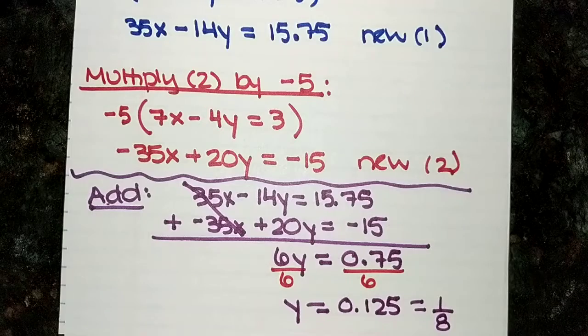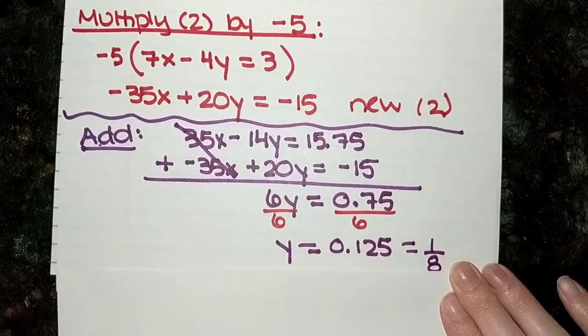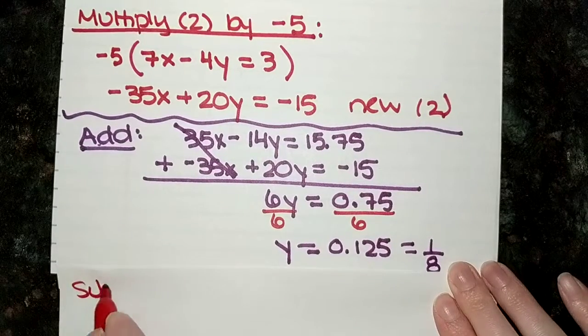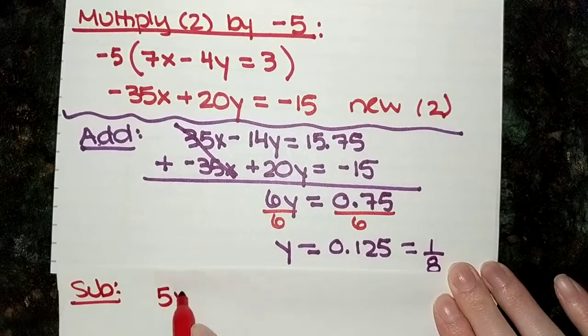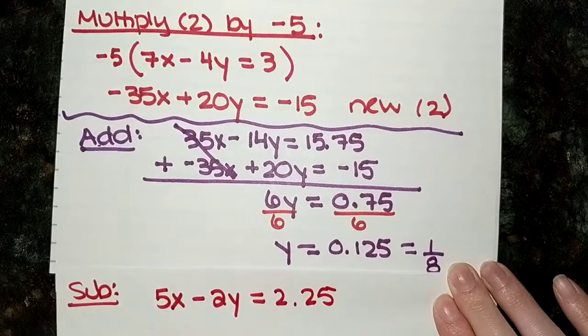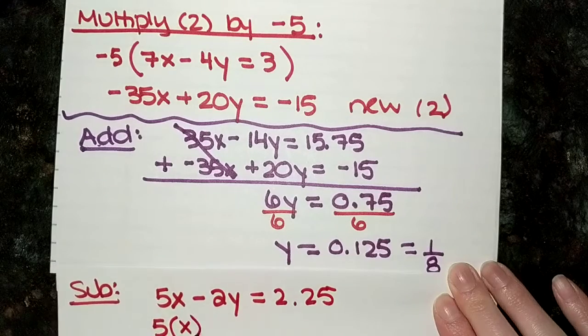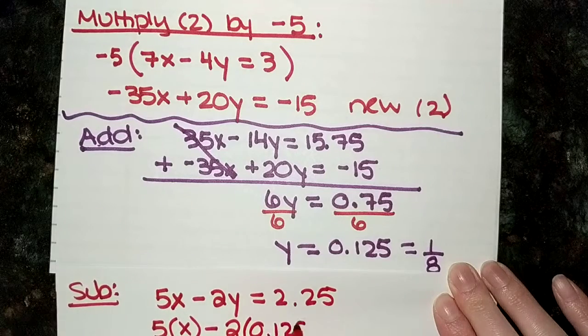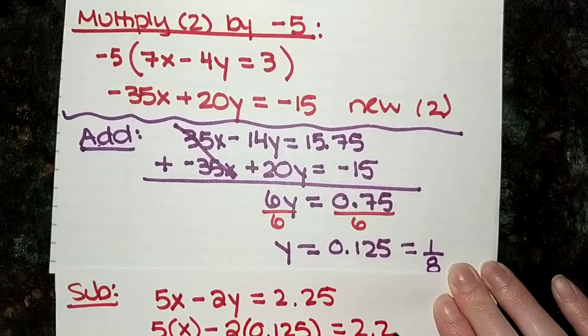So you can plug into either equation. It does not matter which equation that you want to plug in, but you'll sub into either equation. So I might take the 5x minus 2y is equal to 2.25 and plug in my x value. And in this case, my x value I do not know. And then the y value is the one that I do know. The 0.125 is equal to 2.25.